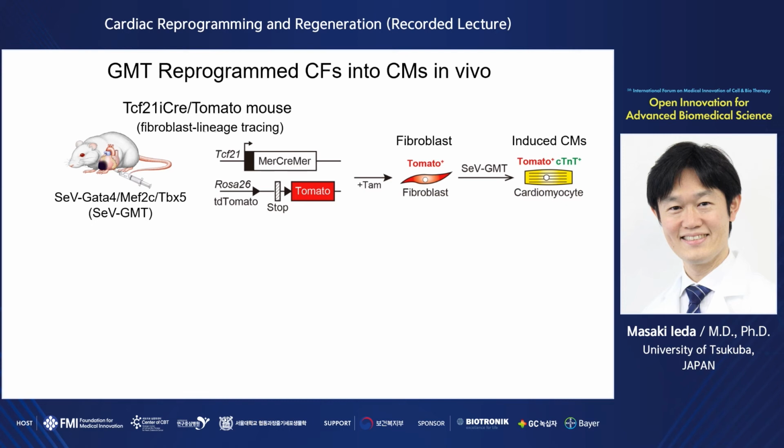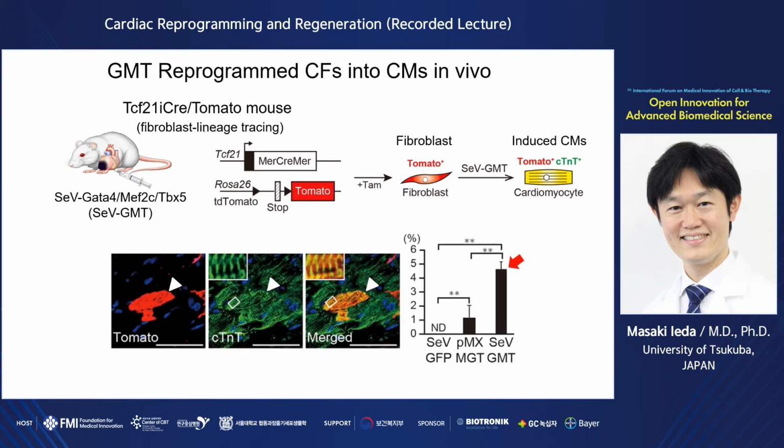We tested this. And this is immunohistochemistry in mouse heart after one month of MI, and we found that tomato positive cells express cardiac troponin T, suggesting these cells are iCMs regenerated from cardiac fibroblasts. And we calculated the efficiency of in vivo cardiac reprogramming, and we found that around 5% of fibroblasts can be reprogrammed into iCMs in vivo by overexpression of SeV-GMT. So GMT could reprogram cardiac fibroblasts into cardiomyocytes in vivo.